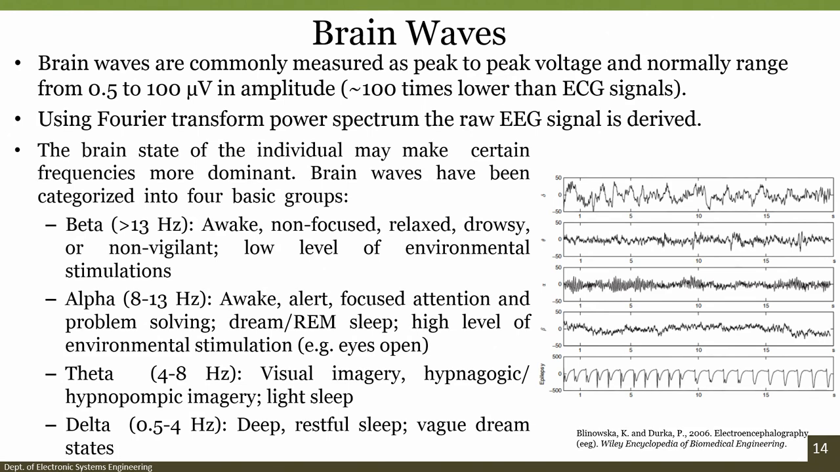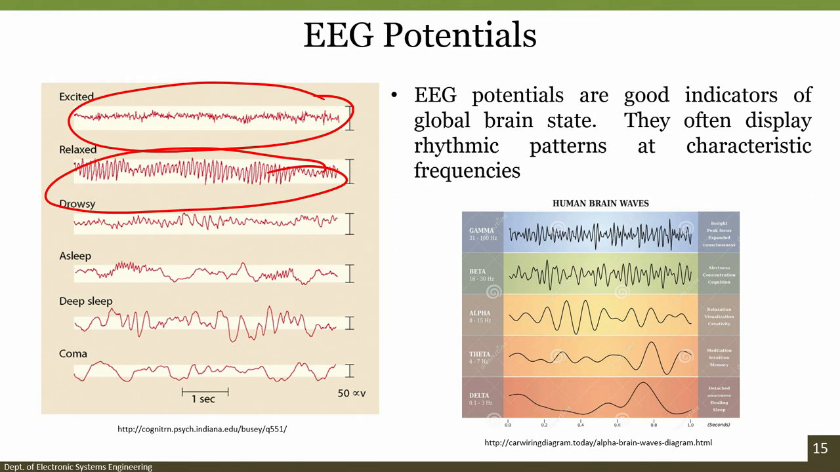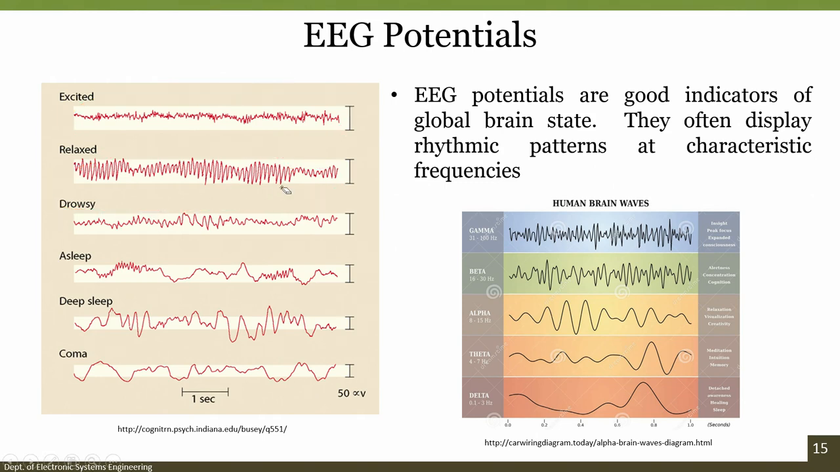For those kinds of things, we can get theta signal, which is between 4 to 8 hertz, while finally, if we are in deep and restful sleep or vague dream states, then the signals are obtained around 0.5 to 4 hertz. So if you see here, these are the signals, how they look in EEG. If you are excited, you have this kind of signal, while the relaxed signals are over here. If you are drowsy, then the signal changes. While you are asleep, the signal changes. If you are in deep sleep, the signal changes, right? While a person, if he or she is in a coma, the signals are like this, right?